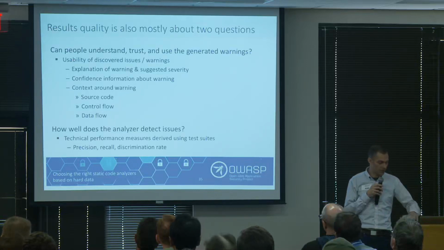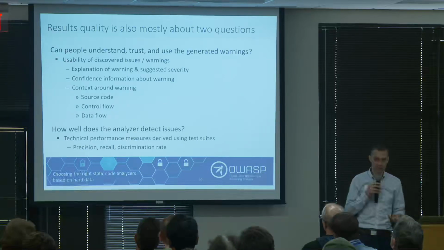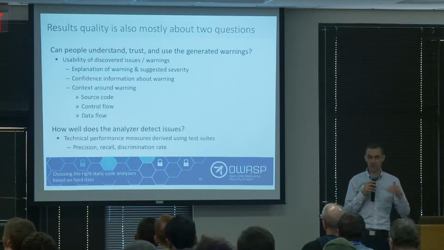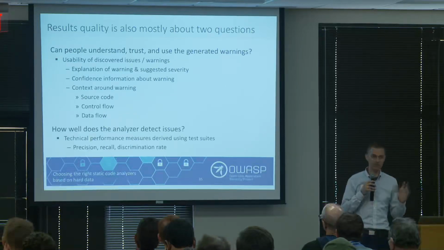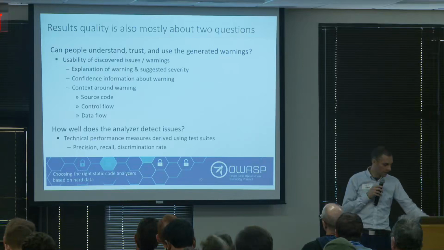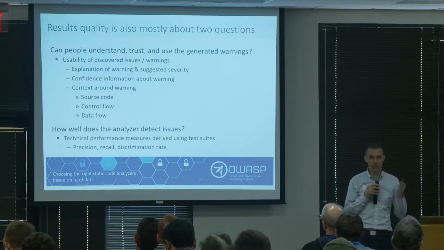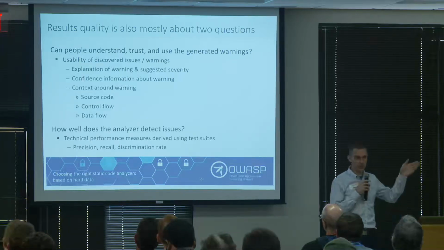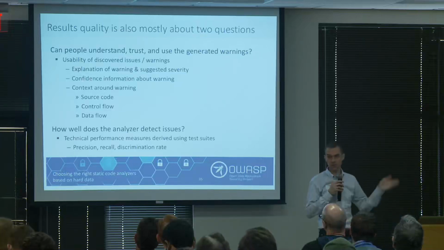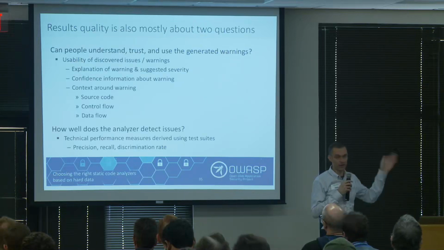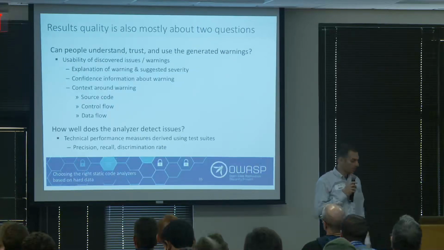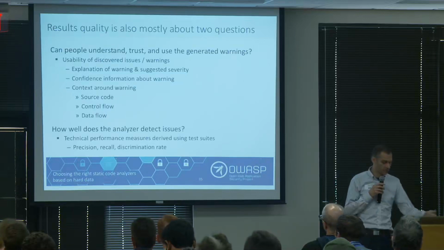A lot of these analyzers have explanations that are paired with their output. Sometimes they can give you a confidence, so it's not necessarily deterministic that there's a problem, but they can tell you, yeah, I'm pretty sure, or maybe not. And then a lot of the context. One of the things that's helpful to a human who's trying to understand a result is where it is in the code base, where it is in the data flow or the control flow, and understanding why that analyzer thinks about it that way. It helps you basically check that you agree with the result.